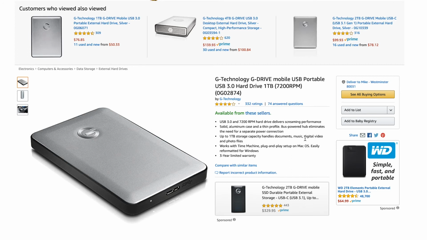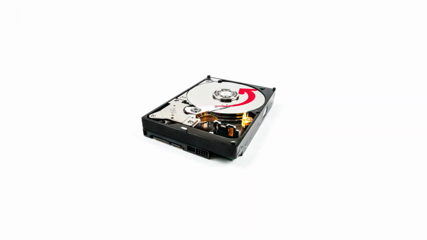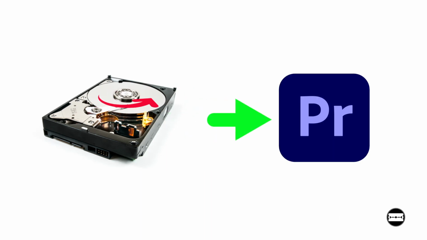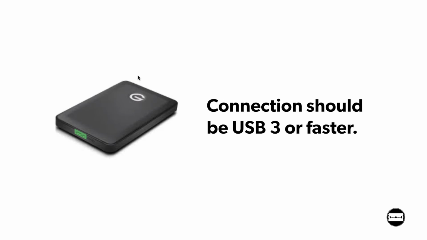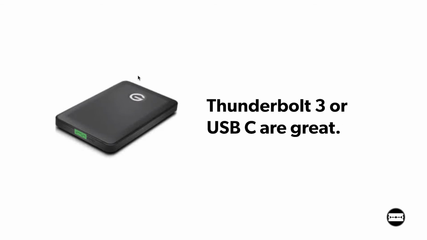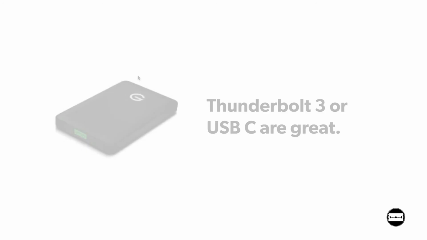When looking for these, you want to make sure you find the drives that are labeled as 7200 RPM. This is the speed of the drive, and it directly affects how fast Premiere can read those files from the drive on playback. When using external drives, you want to be looking at ones that use a connection speed of USB 3 or faster. Thunderbolt 3 or USB-C are perfect.